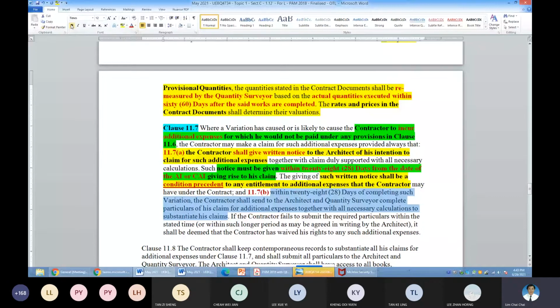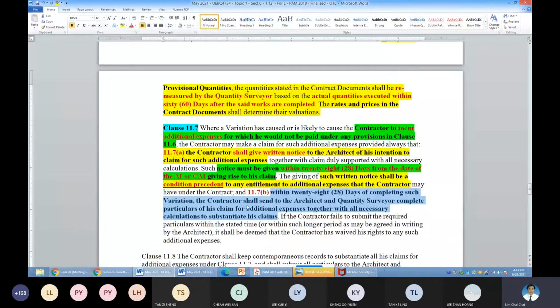Then the second thing you must follow, but this is not so fatal. The most important one is your number 11.7a, the initial notice. You have to get it done. 11.7b is after the 28 days, within 28 days of completing the work. So be careful.